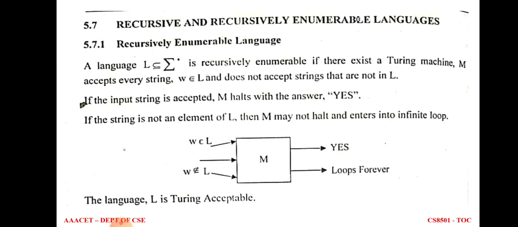The first one is recursive enumerable language. We know if the particular input string belongs to the language, then the Turing machine accepts the particular input string and halts its operation with the answer of yes. If the input string W does not belong to the language, then the Turing machine does not accept the input string and goes to an infinite loop, or otherwise it loops forever. This is the concept of recursive enumerable language. So which means if the input string belongs to the language, then the Turing machine halts its operation. But if the input string does not belong to the language, then the Turing machine does not halt its operation. That is recursive enumerable language.